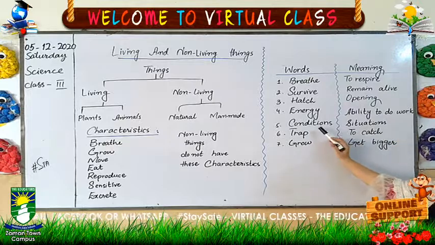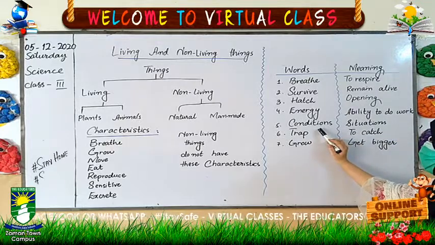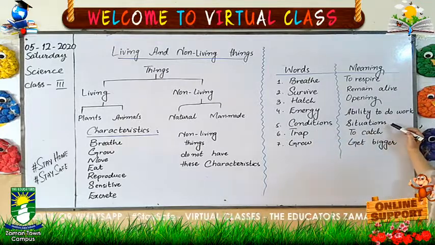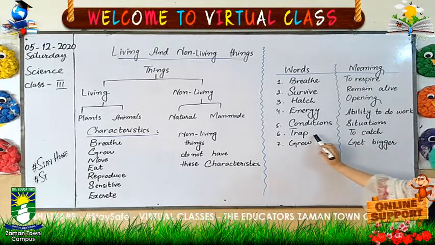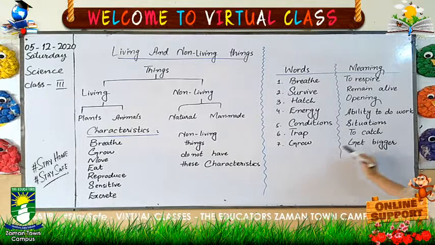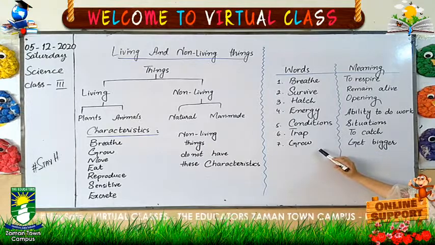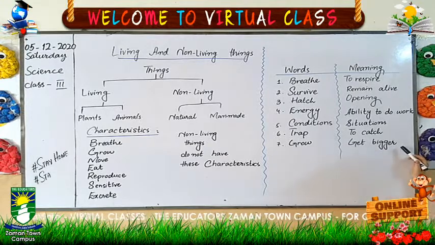Number 5 is conditions. It is situations. Number 6, trap. Trap means to catch. Number 7 is grow, and grow means get bigger.